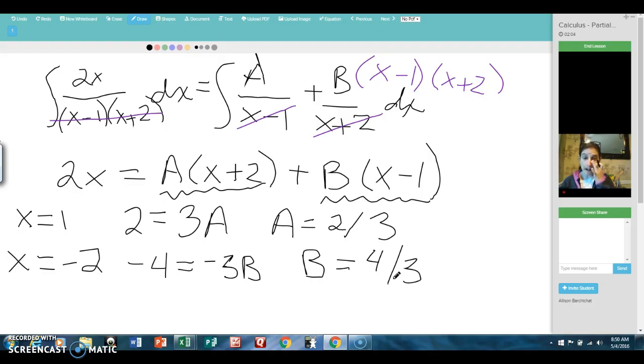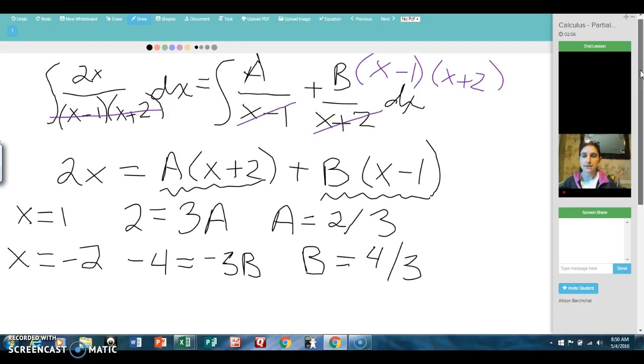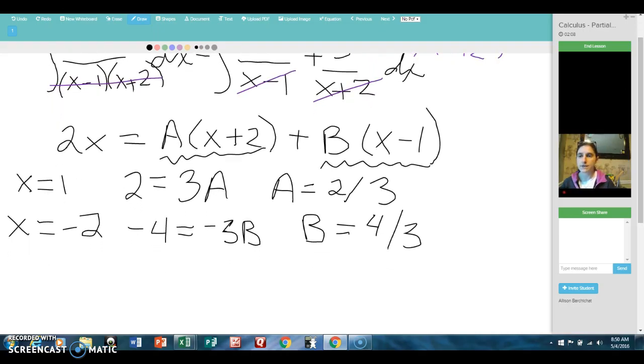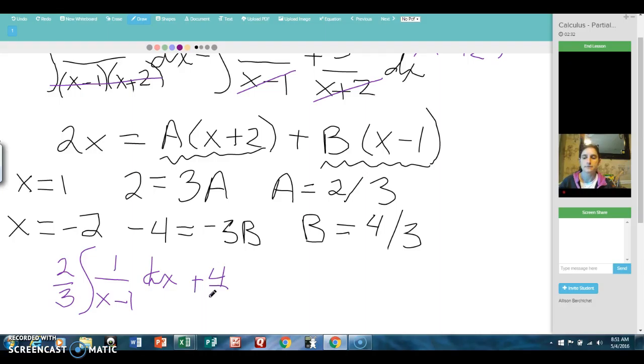Alrighty, so let's go back by substituting in the a and the b. So a, which was 2/3, is going to look like this: 2/3, and then I have 1 over x minus 1. And then for the b term, I have 4/3, and my denominator was x plus 2.